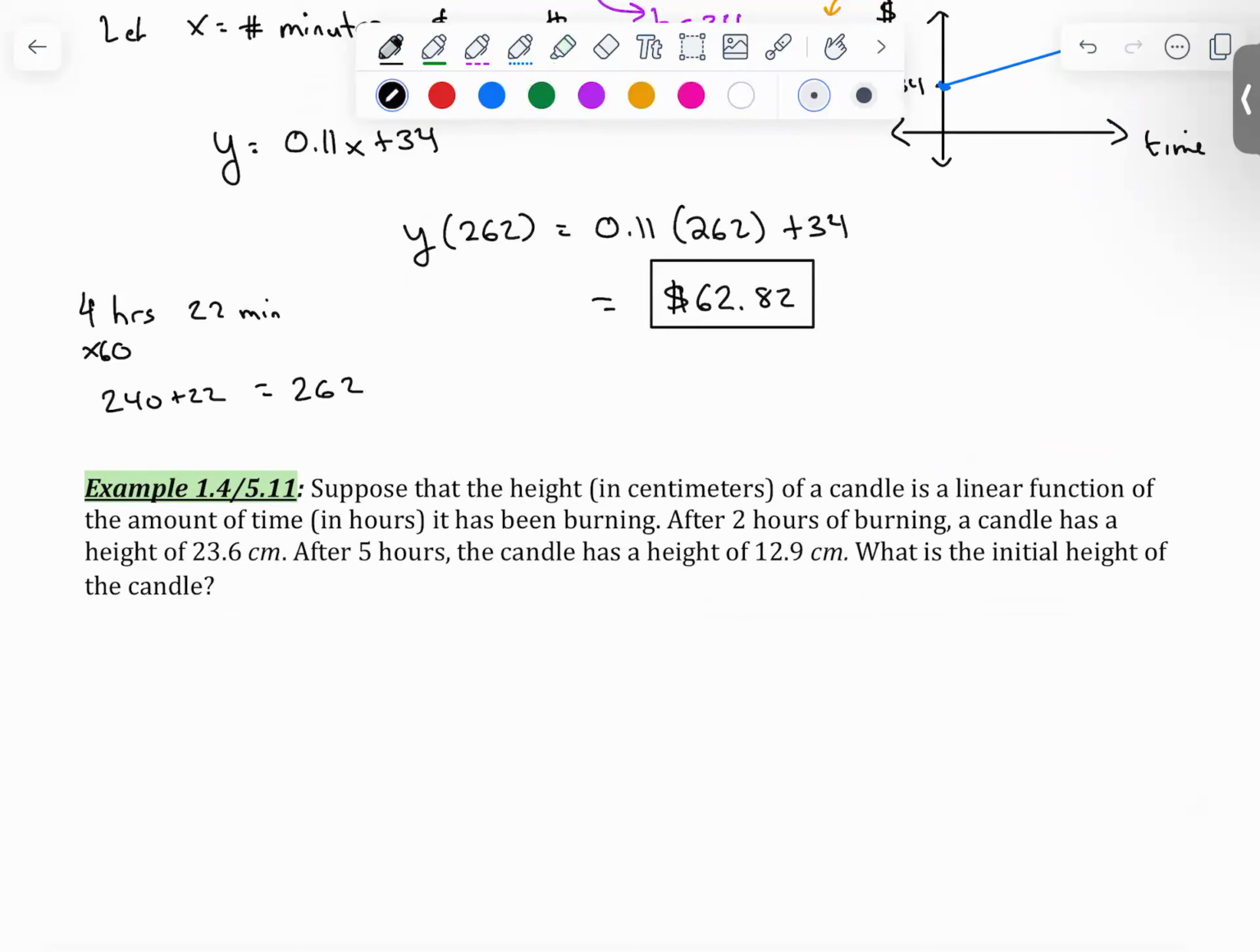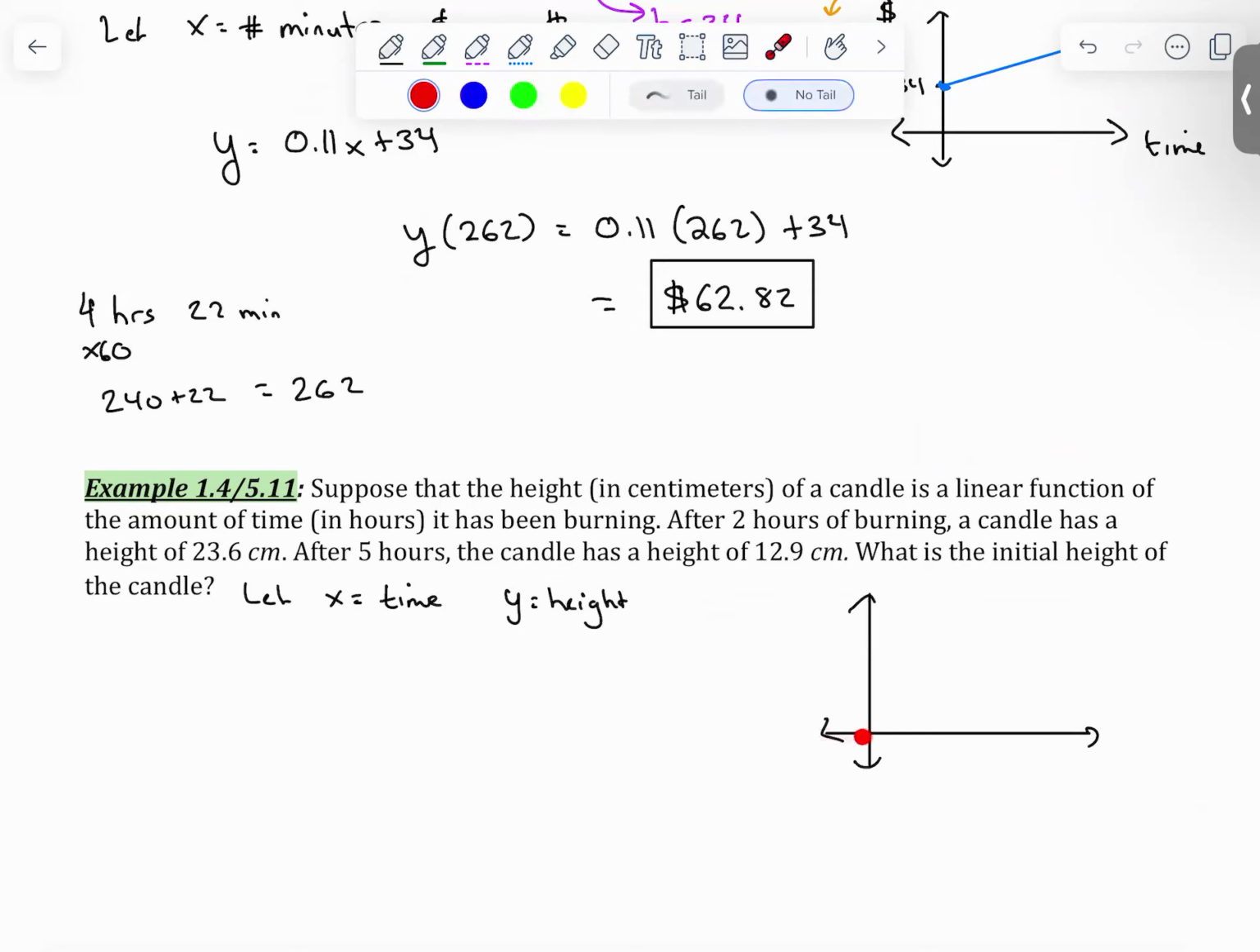So what I'm going to do is I'm going to let x equal time in hours and y equal the height. So we'll see we have a linear function. So I'll go ahead and draw our x-axis. Since we're dealing with time, we don't really need to deal with the left half because we can't have negative time. And since we can't have a negative height, we're not going to bother with the bottom. But the y is the height, and the x-axis is time. And so we have an unknown starting point. That's what we're actually trying to find, and it's going to decrease over time.